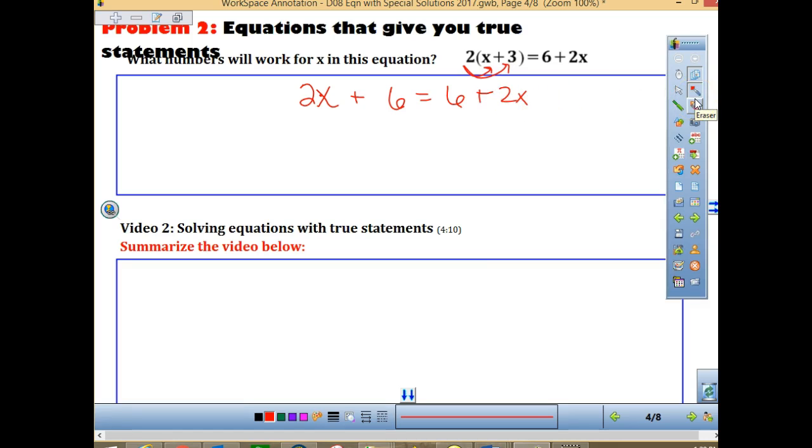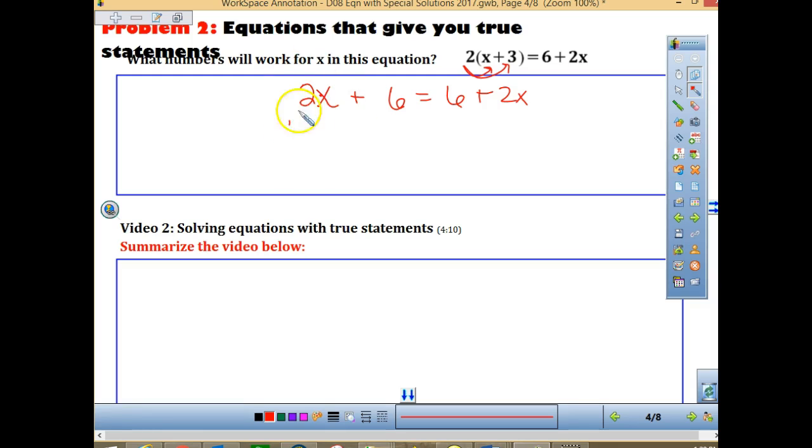So Elijah, as we are looking at this one, we want to get all our x's on one side. So what would you do to get all the x's on one side? How do I get rid of 2x? Elijah.